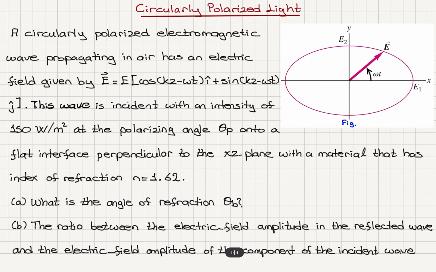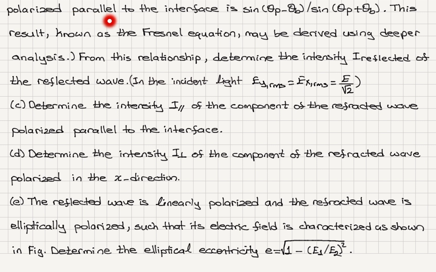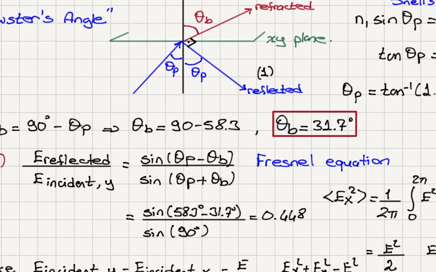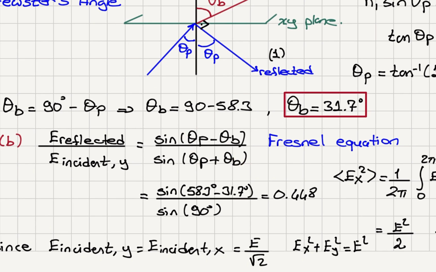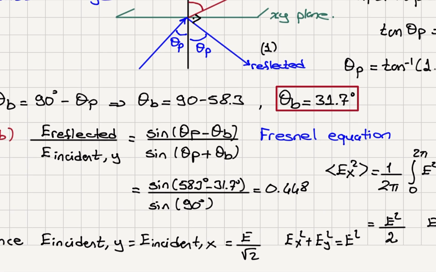In part B, we are given that the ratio between the electric field amplitude in the reflected wave and the electric field amplitude of the component of the incident wave polarized parallel to the interface is given by the Fresnel equation. From this relationship, we determine the intensity of the reflected wave. So writing Fresnel's equation, we find that the electric field amplitude of the reflected wave is 0.448 times the electric field amplitude of the incident wave y component.